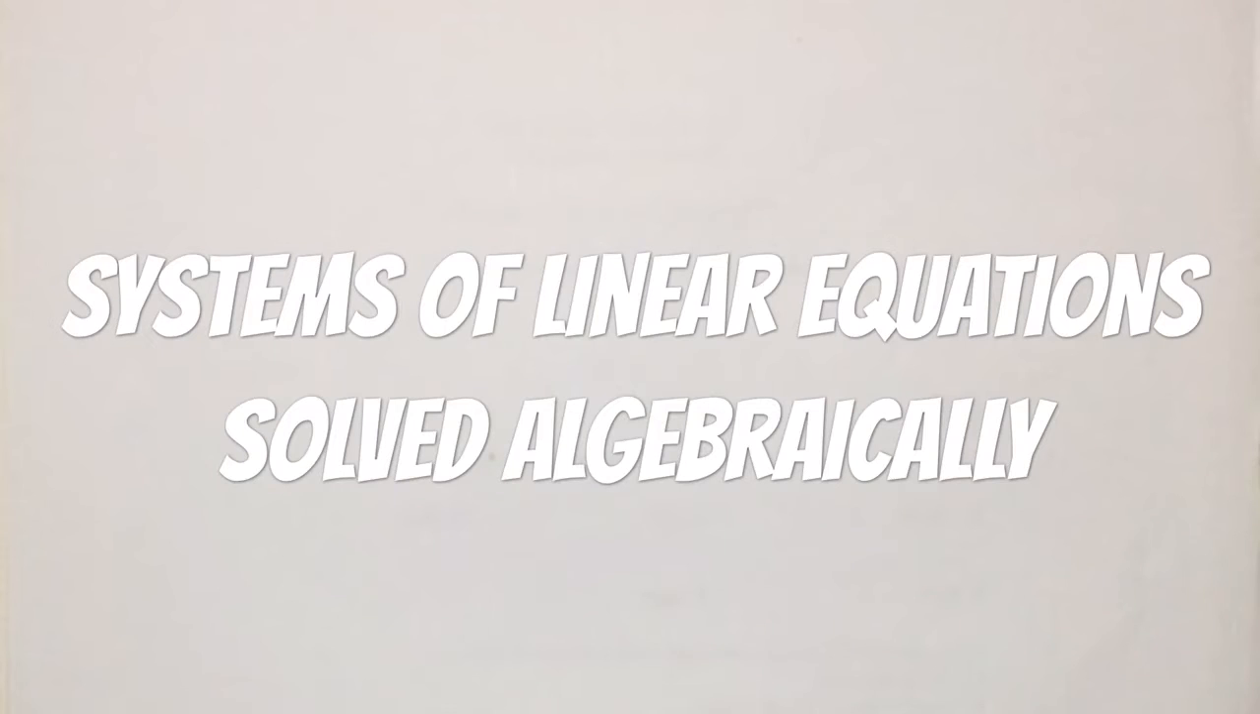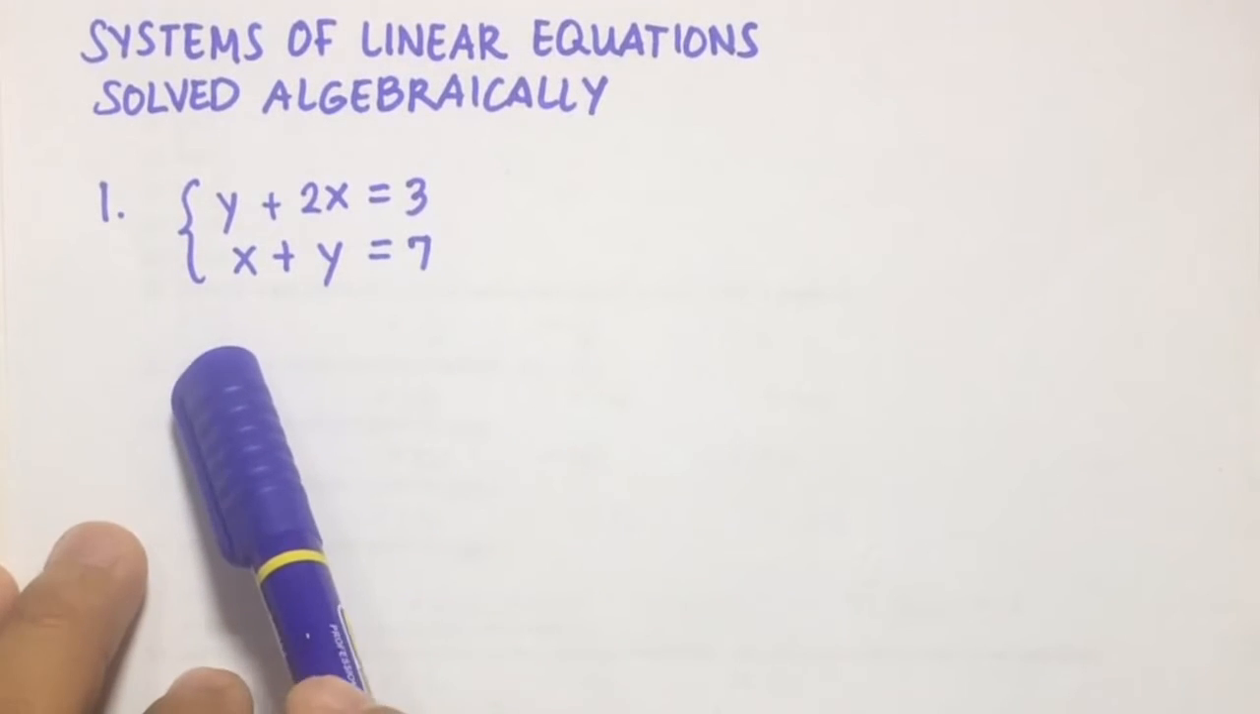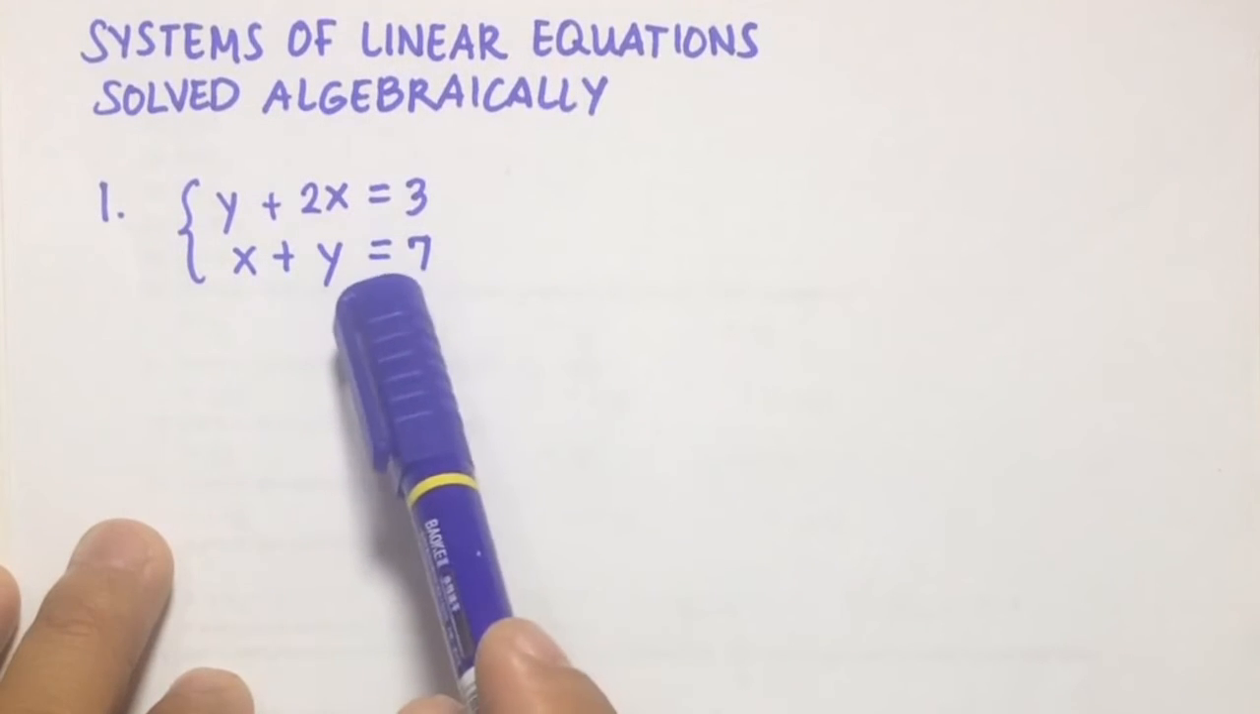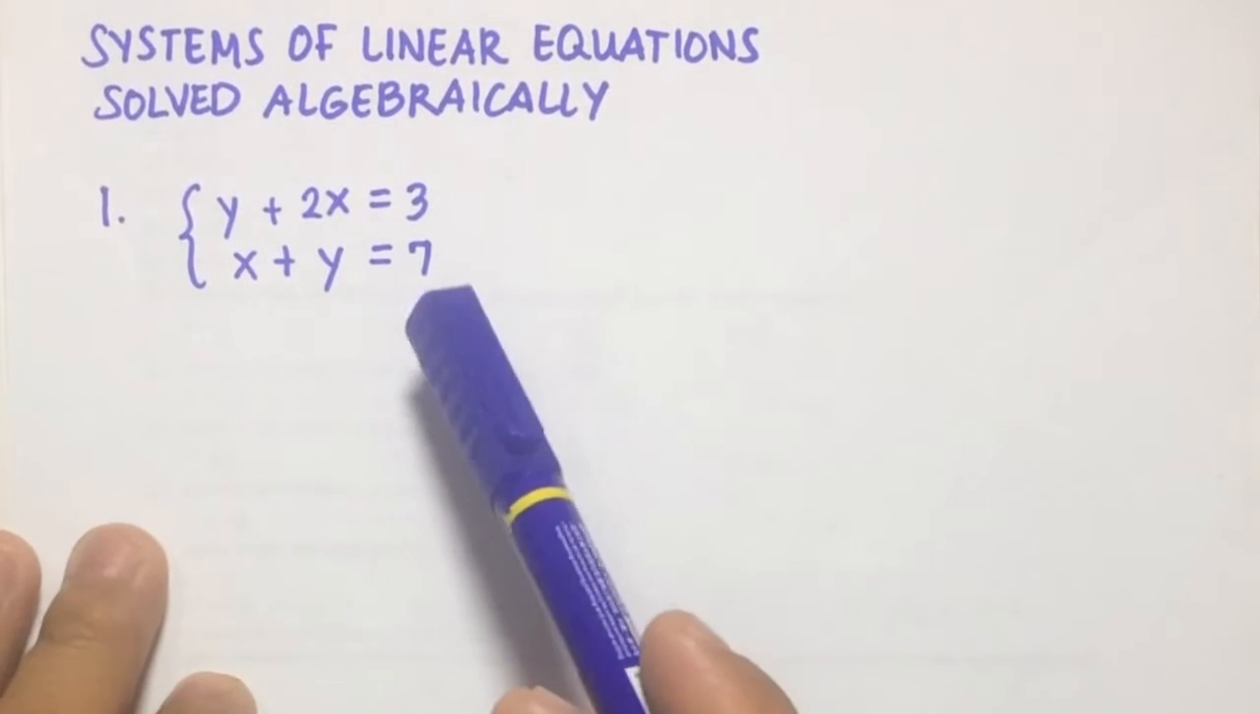Hi guys! In this video, I'm going to discuss systems of linear equations solved algebraically. So we have here example number 1. We have the system here: y plus 2x equals 3 and x plus y equals 7.